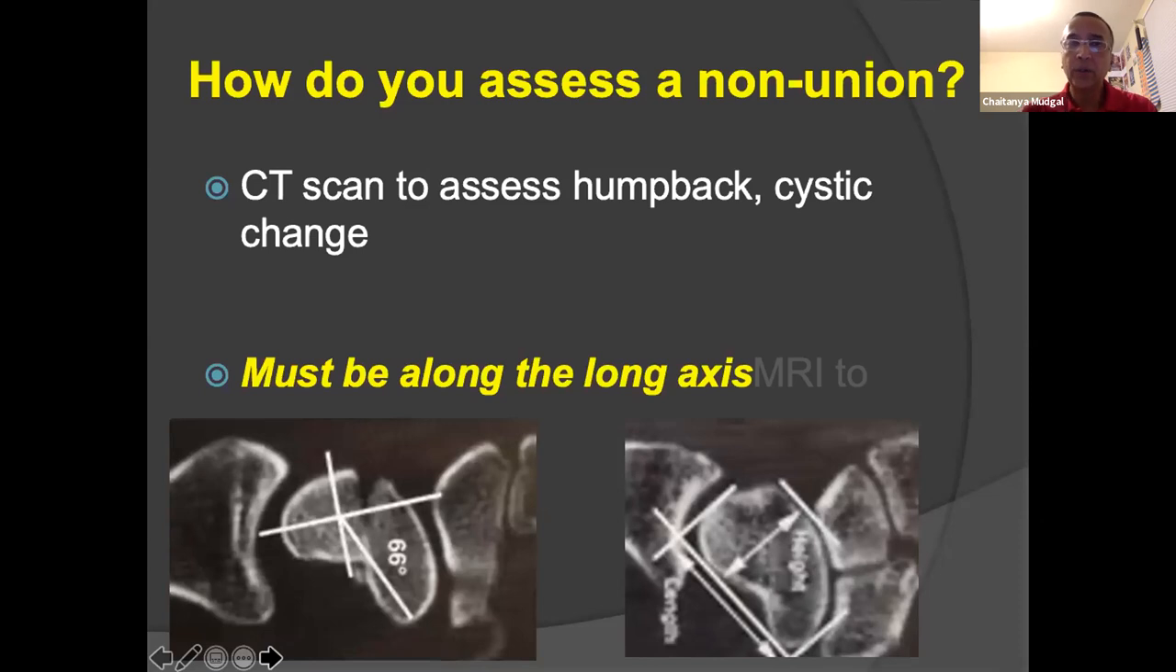But here's the key. You cannot do a CT of the wrist. You have to do a CT of the scaphoid, which means it must be along the long axis, which allows you to assess the intrascaphoid angle as shown here on the left, or the width and height ratio, which is shown here on the right. The two of these measurements are good for theoretical discussions, but when it comes to practical considerations, it really is the question of assessing whether there's a humpback or not so that you can repair it.